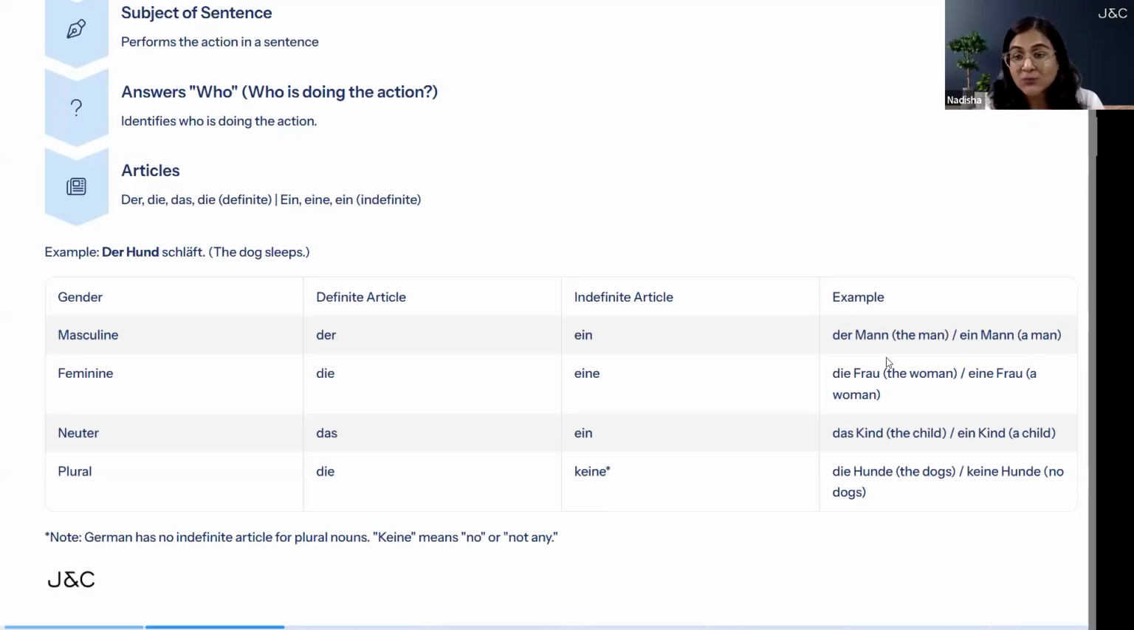Feminine is die Frau, which is the woman, and eine Frau. Neutral is das Kind, which is the child, and indefinite article is ein Kind, a child. Plural is die Hunde, the dogs, and keine Hunde is no dogs. Okay, so German has no indefinite article for plural because kein here means no or not any.